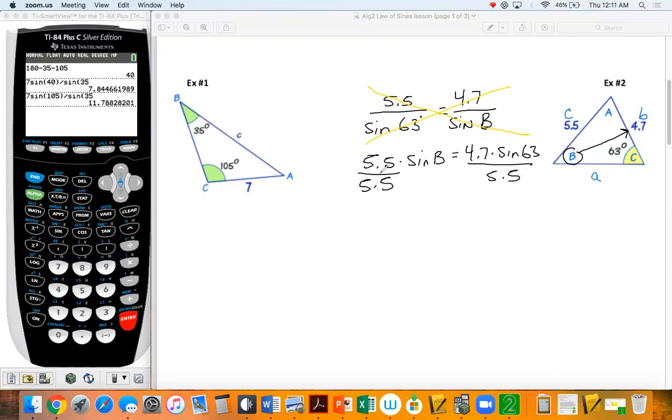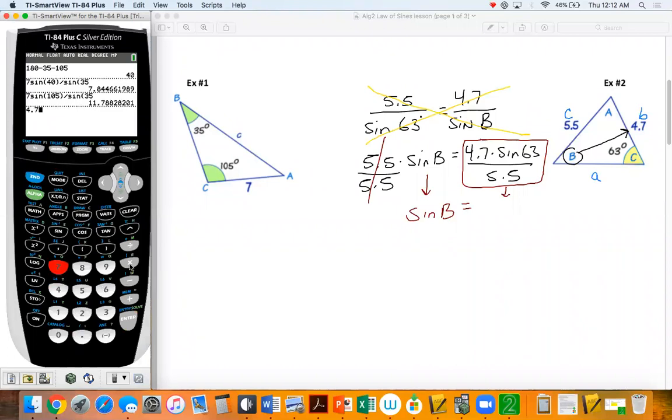Okay, how does that help? 5.5 divided by itself will cancel, leaving us with sine of capital angle B equals. Now I'm going to take all this stuff and press this expression into the calculator to get a simplified value. So going over to the old trusty calculator, we have 4.7 times sine 63, close the parentheses, divided by 5.5. What do we get? 0.761. So I'm going to write that down. We have 0.761.